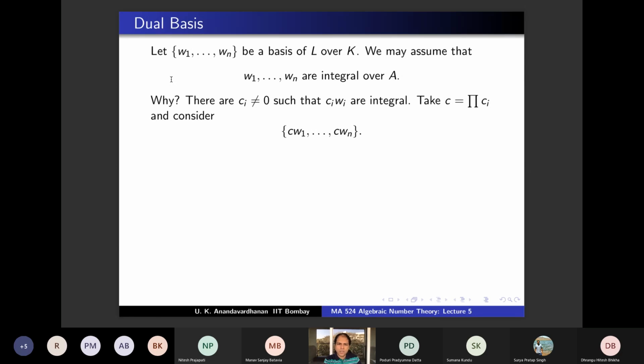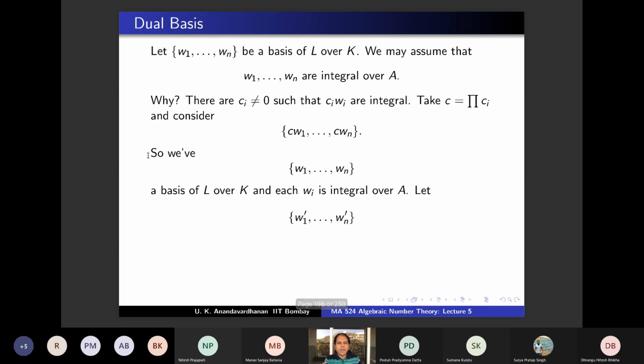And Cw1 is integral, Cw2 is integral, Cwn is integral, and this is a basis, because W1 etc. Wn is a basis. So without loss of generality, we are going to assume that your original basis, each Wi, is integral over K. Without loss of generality is explained by what you have done here.